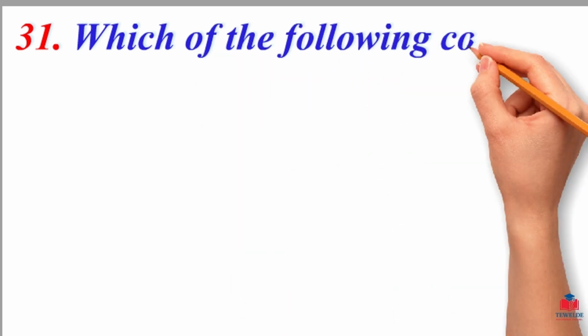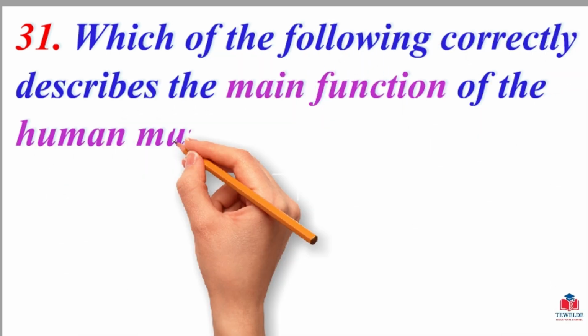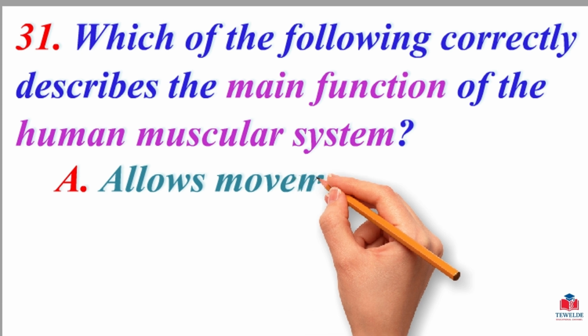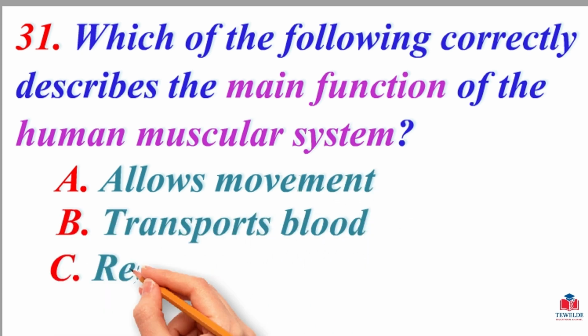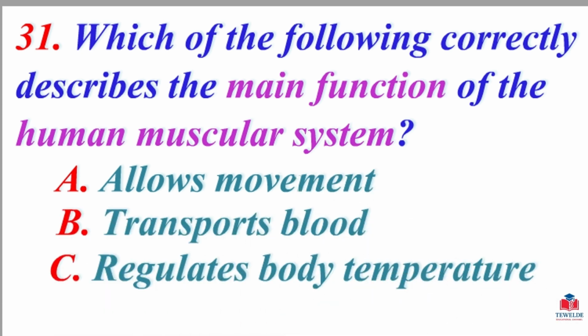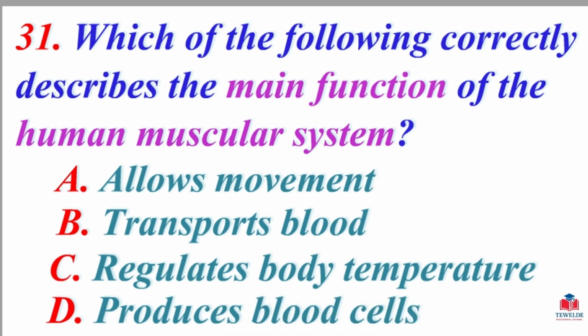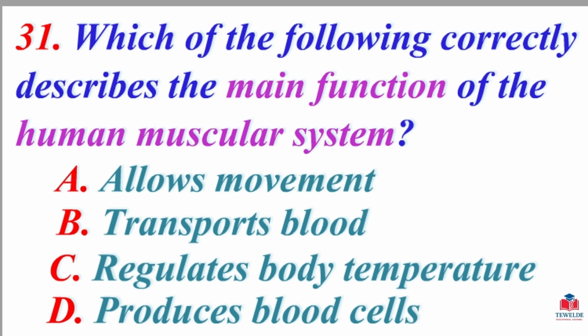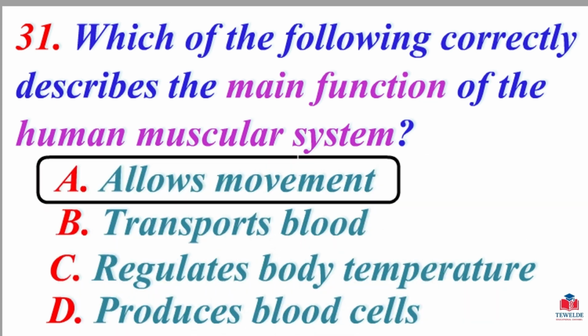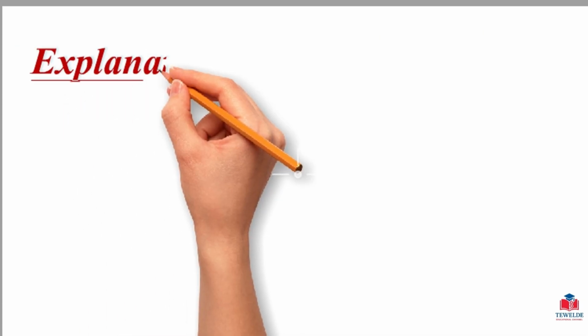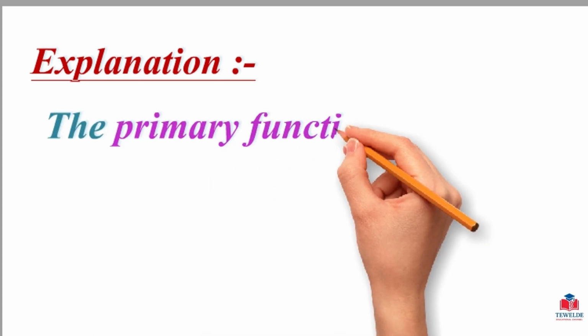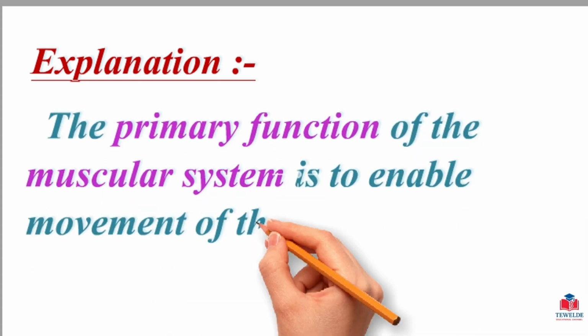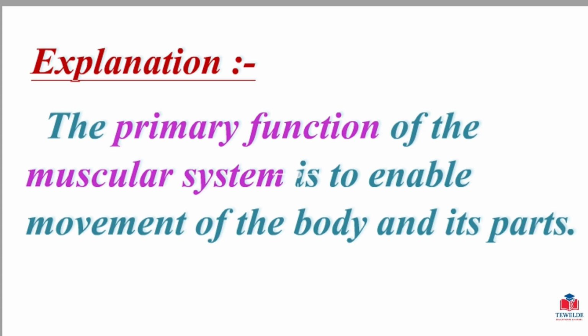Question number 31. Which of the following correctly describes the main function of the human muscular system? A. Allows movement. B. Transports blood. C. Regulates body temperature. D. Produces blood cells. The answer is A. Allows movement. Explanation. The primary function of the muscular system is to enable movement of the body and its parts.